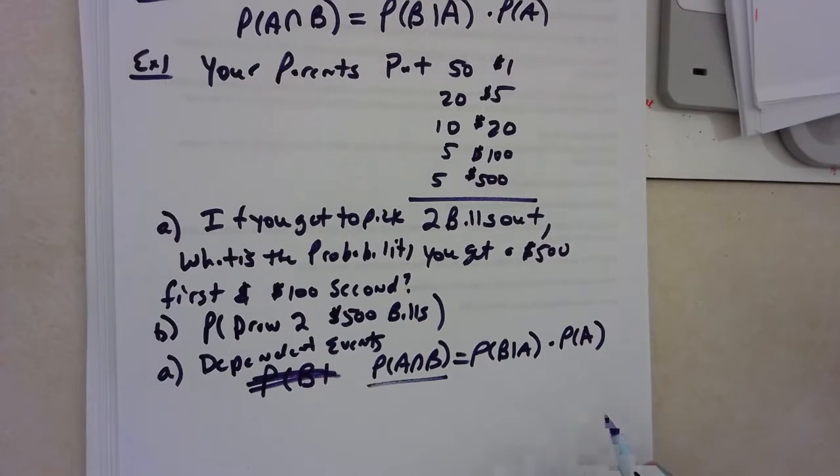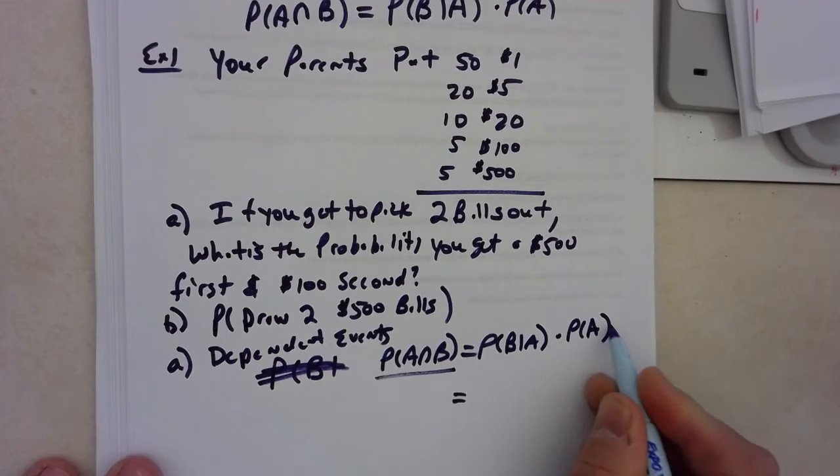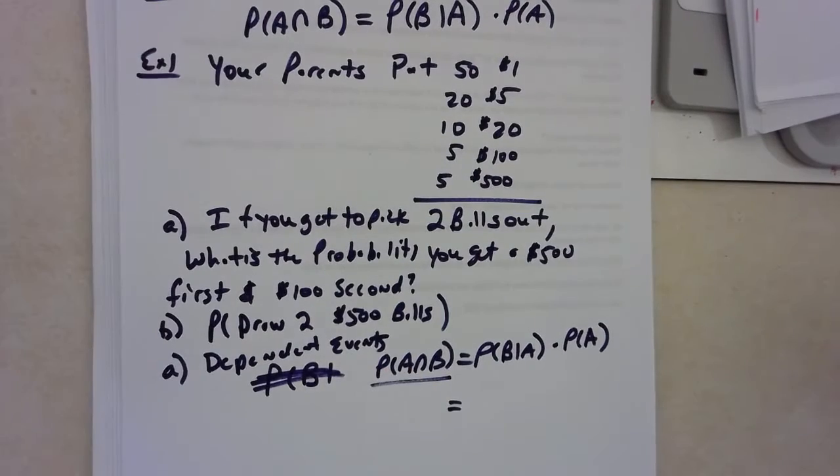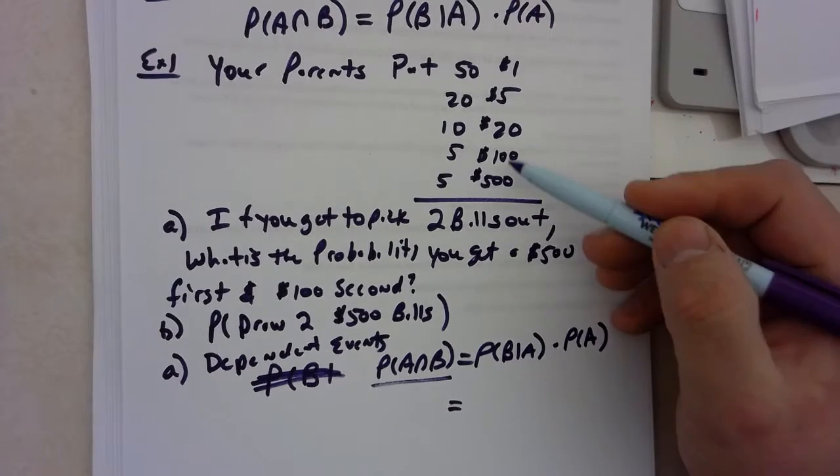So here's what I'd like you to do real quick. What's the probability of A first? What's the probability of getting a $500 bill first out of 18? How'd you get that? There's no ones up here.